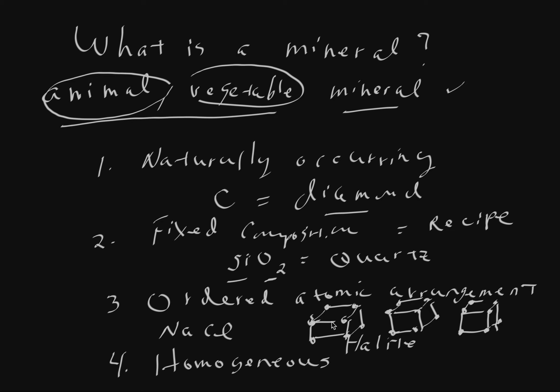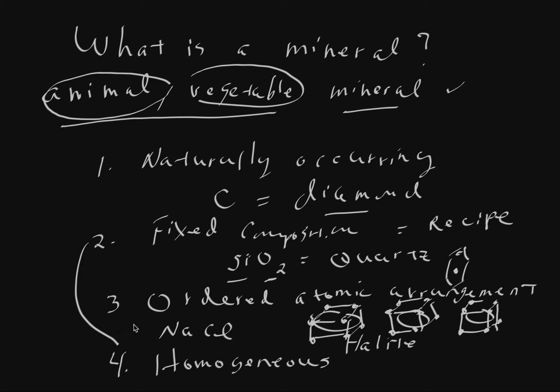Then it doesn't matter whether we analyze the mineral here or there or there. We'll always get the same composition. It will always be 1 part sodium to 1 part chlorine. And so if we have that, then we'll have the mineral halite. Same thing for quartz. If you have a quartz crystal, it doesn't matter whether you analyze the quartz near its tip or somewhere near its center. If you analyze it there or somewhere else, you'll always get the same composition. So the mineral should be homogeneous. So numbers 2 and 4 are rather closely linked.